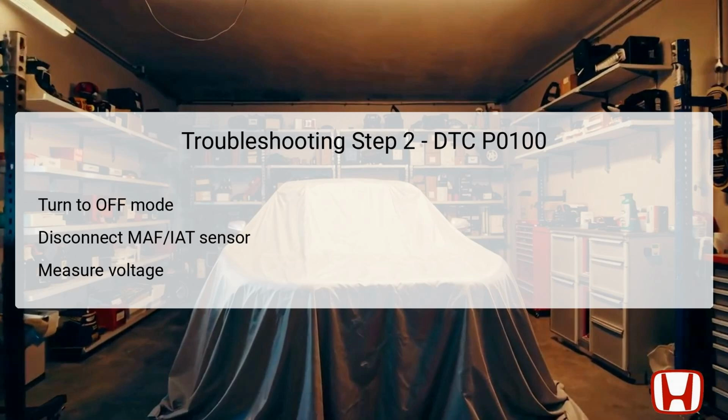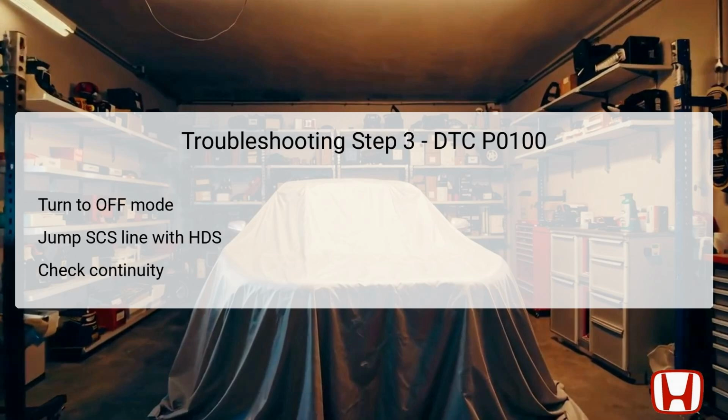Once in this mode, it is essential to measure the voltage between the designated test points located within the MAF IAT sensor connector. Specifically, test point 1 is on terminal number 2, and test point 2 is on terminal number 3 of the connector. This evaluation helps determine whether the expected voltage of approximately 5.0 volts is present, which is vital for the proper functioning of the MAF sensor circuit and illuminates the next steps in the troubleshooting process.